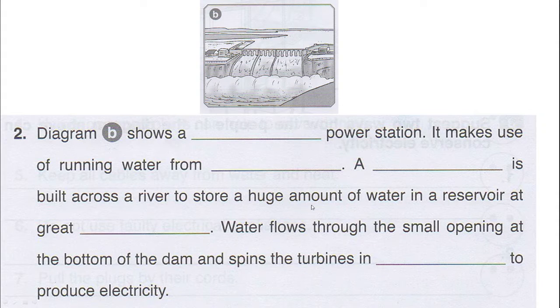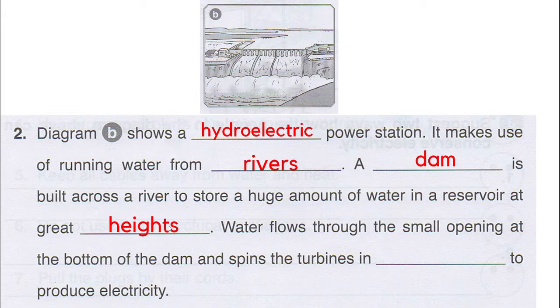Number 2. Diagram B shows a hydroelectric power station. It makes use of running water from rivers. A dam is built across a river to store a huge amount of water in a reservoir at great heights. Water flows through the small opening at the bottom of the dam and spins the turbines in generators to produce electricity.